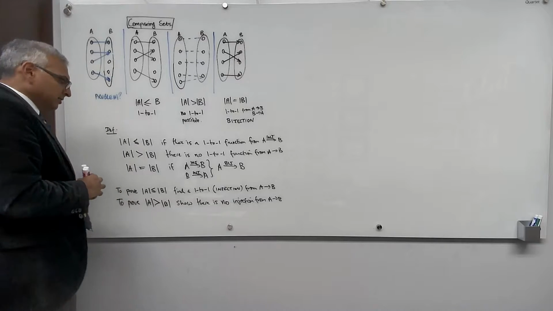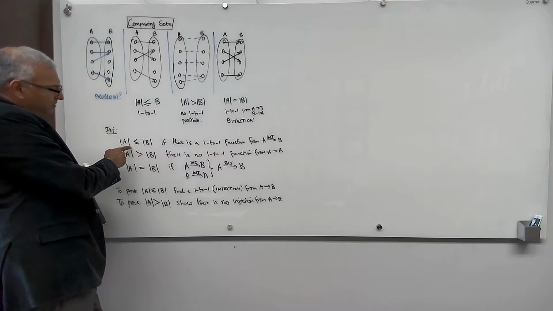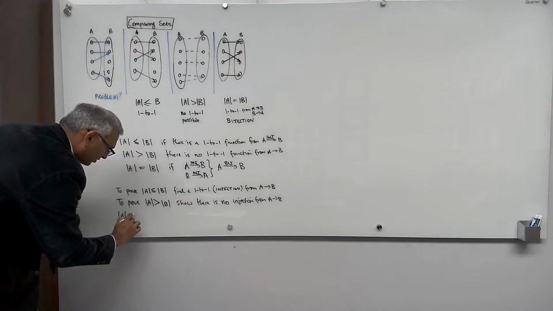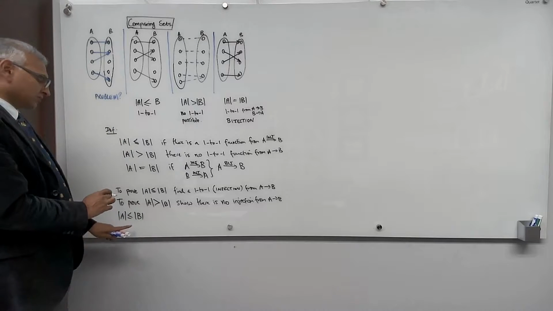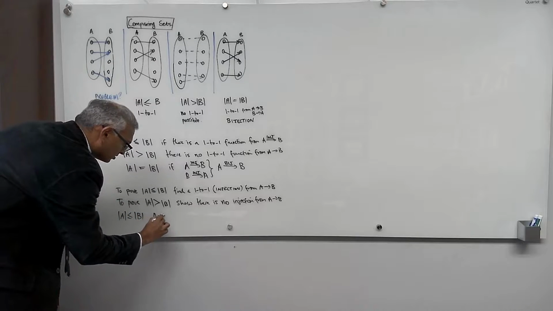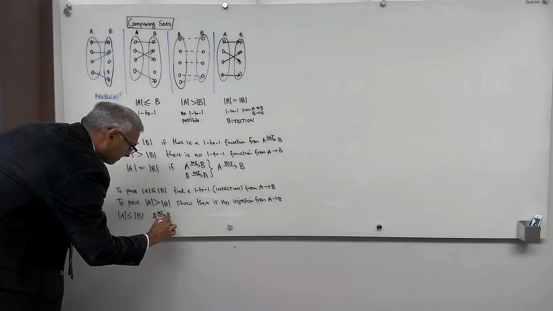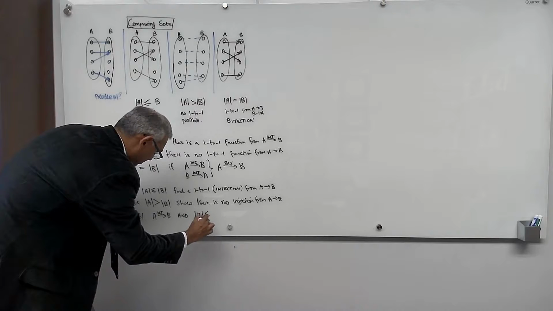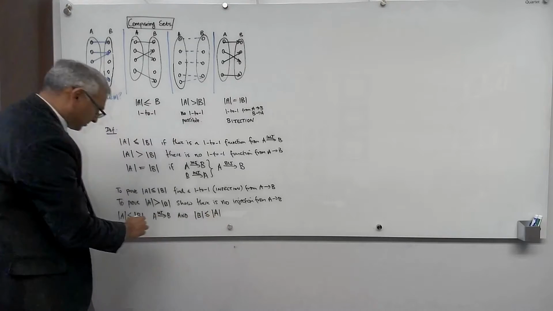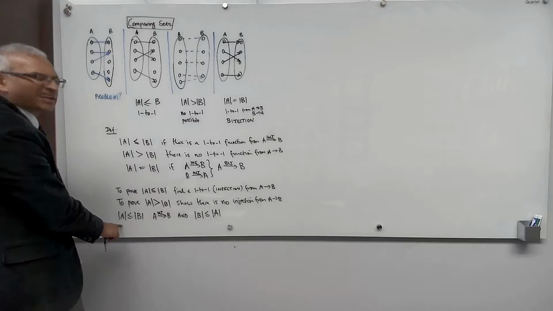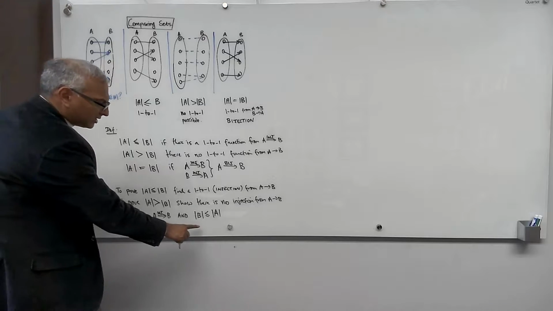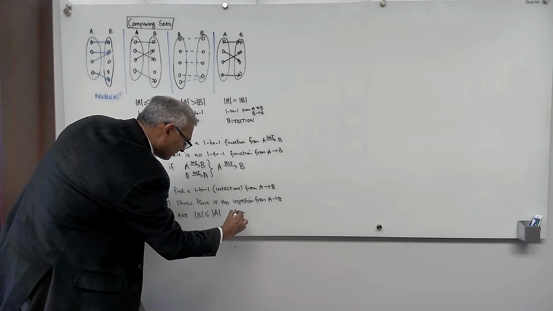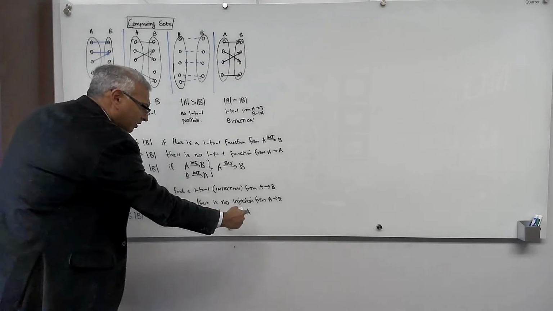Okay? And if the size of A is less than or equal to the size of B, that means there's an injection from A to B. So A injectively maps to B. And the size of B is less than or equal to the size of A. Cardinality of A less than or equal to cardinality of B, cardinality of B less than or equal to cardinality of A. What does this mean? This means that B injectively maps to A. So there's a 1-to-1 from B to A.